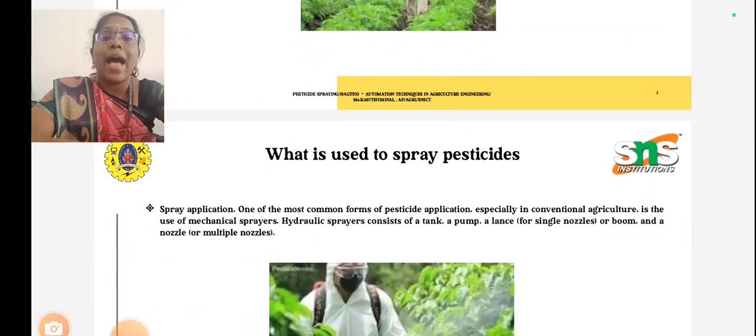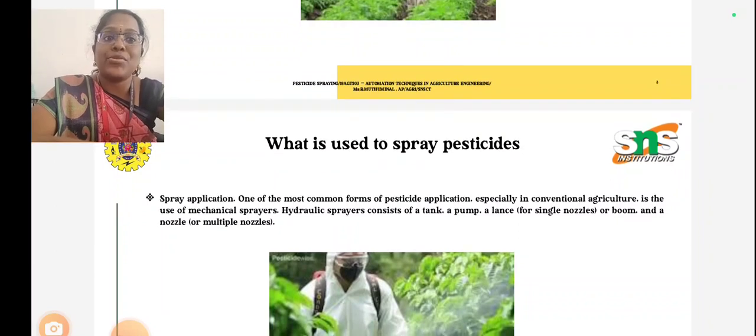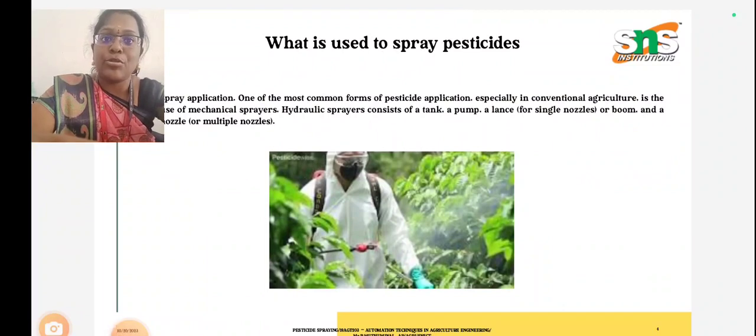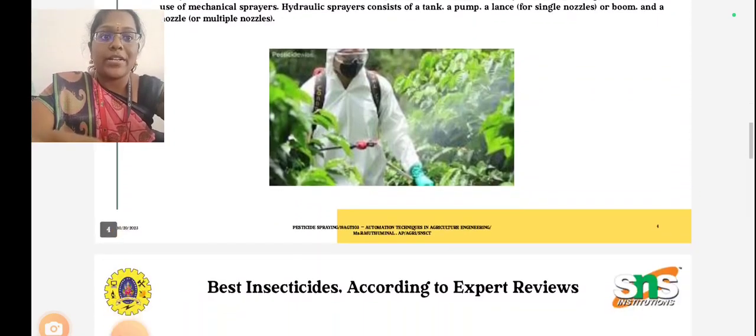Usually, pesticides are sprayed on the field using a sprayer. Spray applications are the most commonly used form of pesticide application, especially in conventional agriculture. It has a mechanical sprayer. Hydraulic sprayers also consist of a tank, a pump, and a lance or a single nozzle, which helps us to spray the pesticides filled in the tank. This helps us to equally distribute the pesticide to all the crops in the field so that the infestation could be avoided.